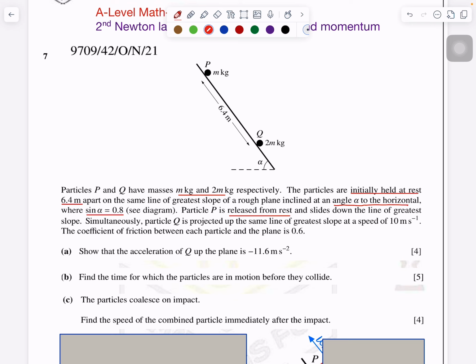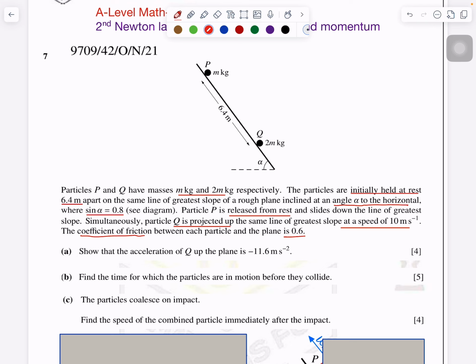Particle P is released from rest. Very important information. It means initial velocity of P will be 0. And it slides down the line of greatest slope. Simultaneously, at the same time, Q is projected up on the same line, right? This one. With the speed of 10 meters per second. And the surface is rough, so the coefficient of friction between the particle and the plane is 0.6.